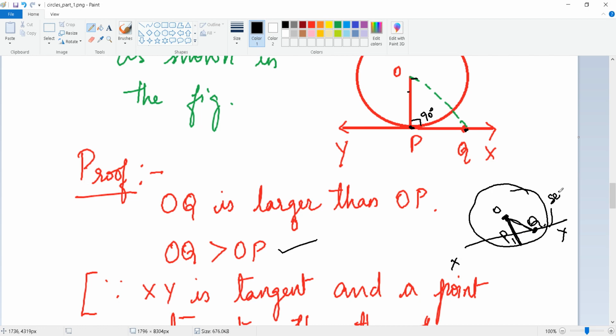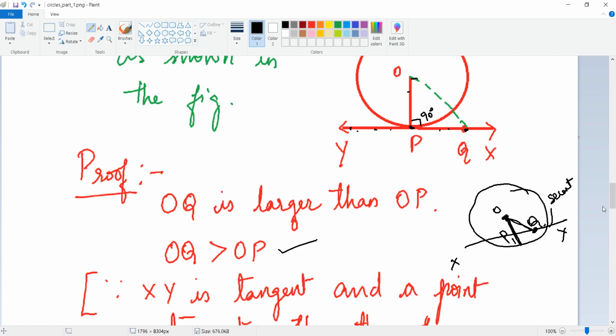Again here, we know that this is not a secant. It's a tangent. So definitely Q is going to be lying outside the circle O. So OQ turns out to be greater than OP. Now this happens with every point on the circle, right? You take any point on this circle, that's what is going to happen. So OP turns out to be the smallest side in this case, right?